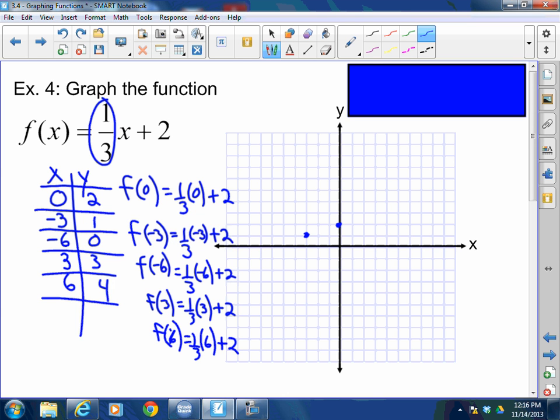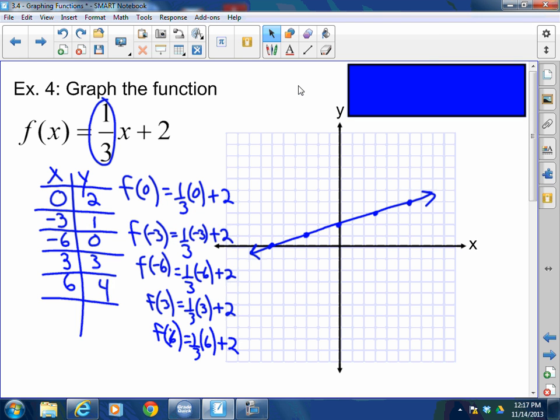negative 3, 1, negative 6, 0, 3, 3, and 6, 4. And there you go. Does that make sense?